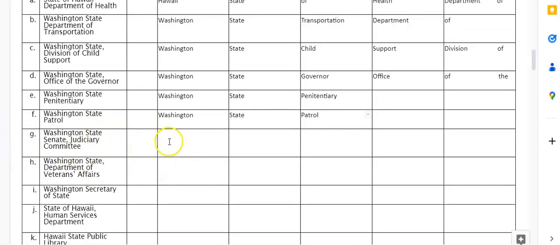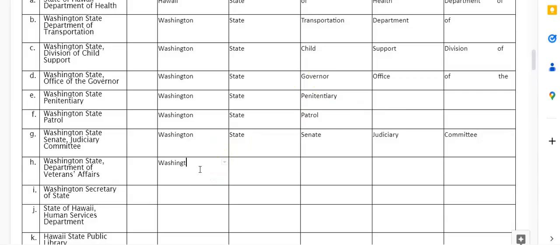Okay, next we have Washington State Senate Judiciary Committee. So Washington is still the name of the state. Senate's going to be after state. And then the name of the committee is Judiciary. So that's our next unit. And then we have committee.